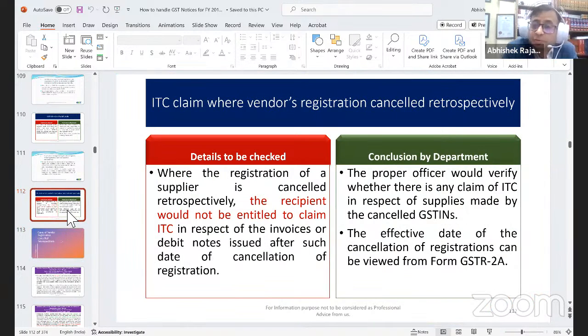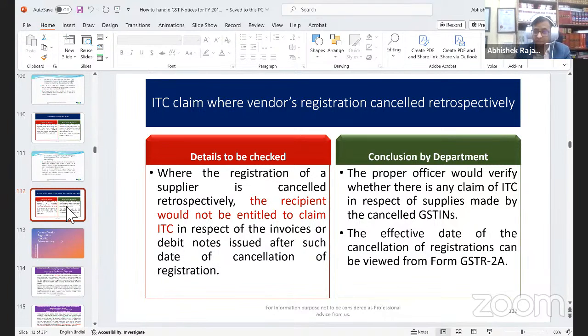Now, this issue cannot be solved on basis of facts. Of course, facts are against you. You had claimed a purchase, you have claimed a supply. Later on, due to certain reasons, registration of your vendor has been cancelled retrospectively. The complications are, let's say, you had made a purchase in 17-18. The vendor registration was cancelled in June 2023 in a fake registration drive. And now the registration stands cancelled from 1st of July 2017. Now, how to handle this?